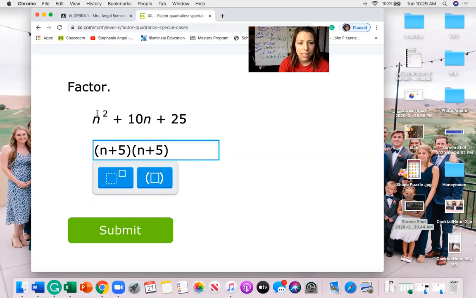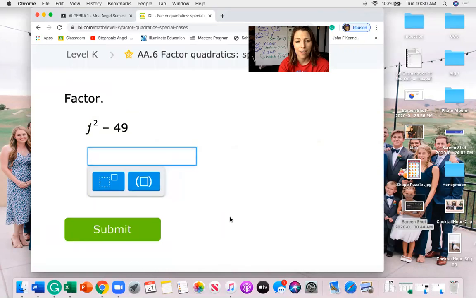This is a perfect square, n squared. 25 is a perfect square. And 5 times n is 5n, and 5n plus 5n is 10n. So that one was actually easier than we thought, right?